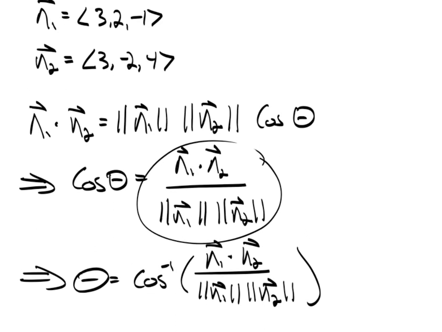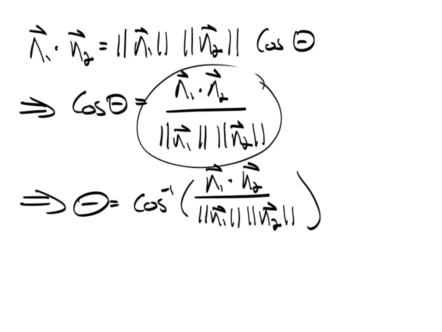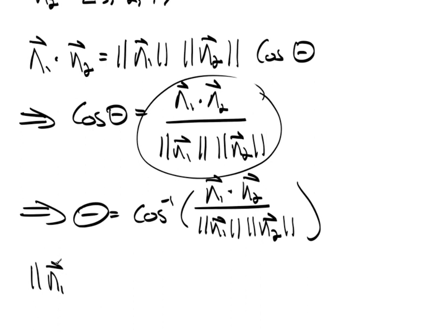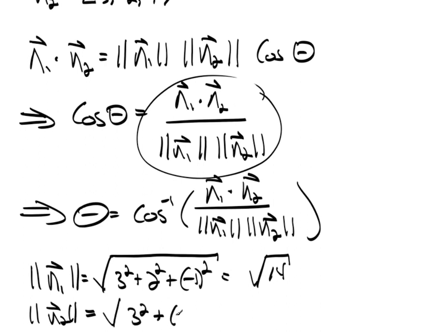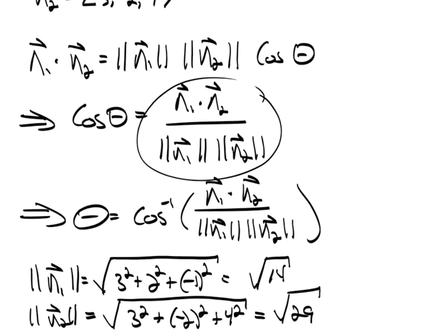So let's see here. n1 we said was 3, 2, negative 1. So the magnitude of this first normal vector would be the square root of 3 squared plus 2 squared plus negative 1 squared, which is the square root of what, 9, 4, and 1, which gives me root 14. And then the magnitude of n2 will be the square root of 3 squared plus negative 2 squared plus 4 squared, which equals root 29.